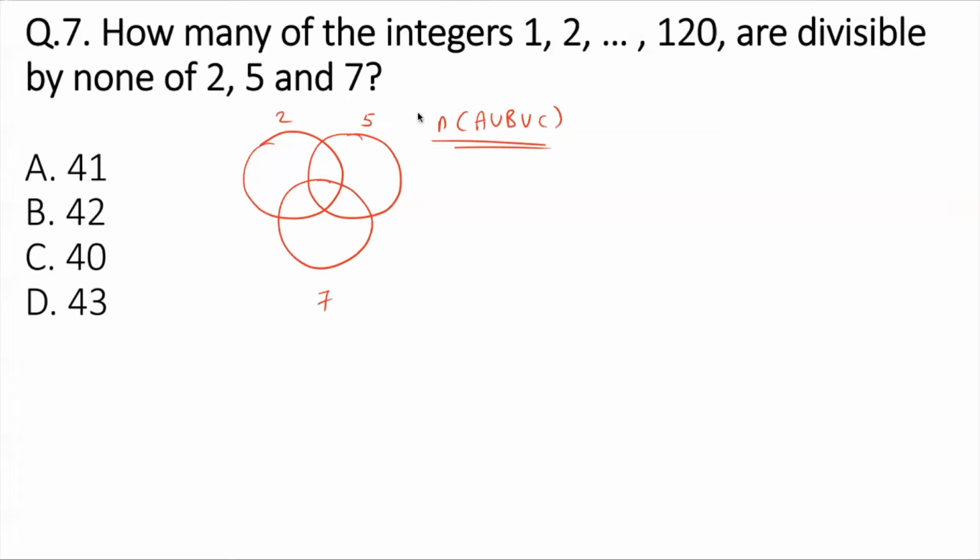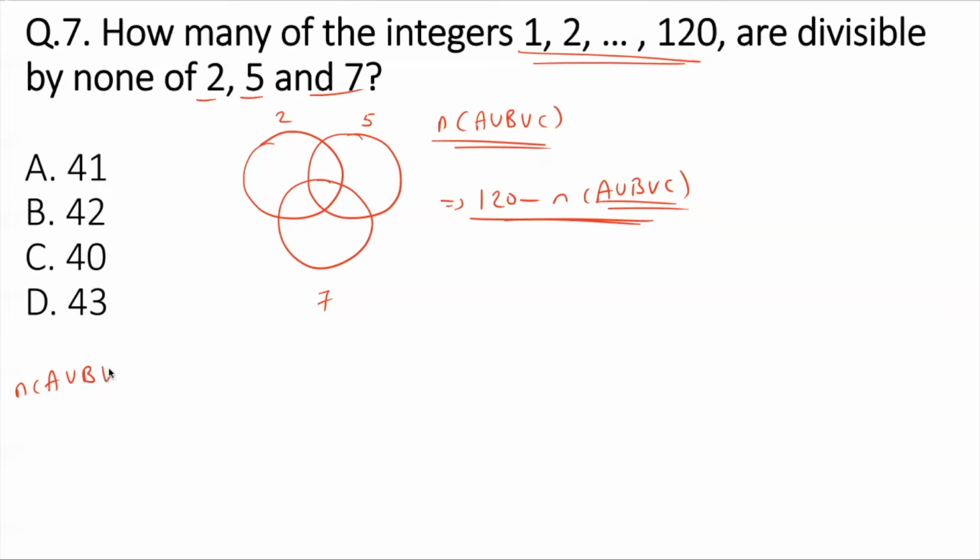Now, in this question, we want to find out the numbers which are divisible by none of 2, 5, and 7. So from the 120 numbers that we have, we subtract the numbers divisible by either 2, 5, or 7. This will give us the answer. So numbers which are divisible by none of them is basically 120 minus the number of elements in A union B union C. So now we know this from set theory, guys.